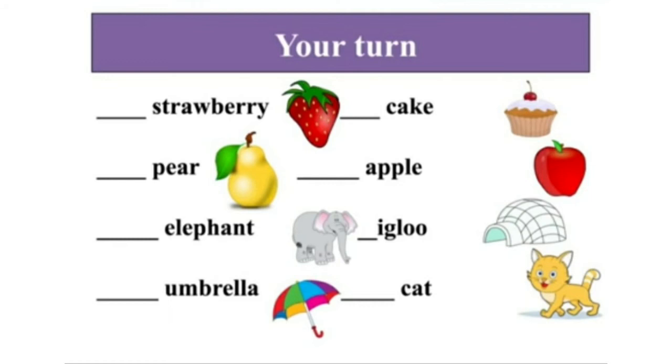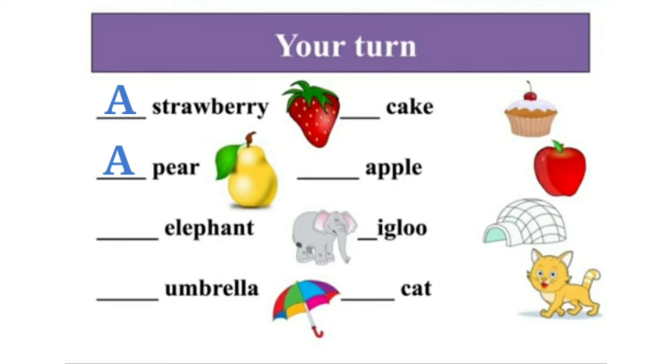Now children, let's try to do it. The first word, strawberry. Tell me which article we should use. Very good. A strawberry. The next word, pear. Tell me which article we should use. Very good. A pear. The next word, elephant. Tell me which article we should use.